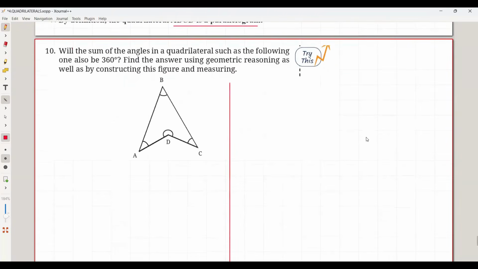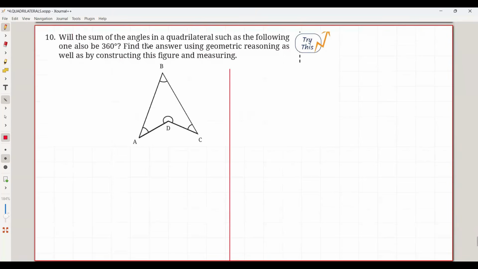Now, question number 10. Will the sum of the angles in a quadrilateral such as the following one also be 360 degrees? Actually, this is also a quadrilateral because it has four sides: 1, 2, 3, 4. We have to prove this quadrilateral also has 360 degrees as the angle sum, by adding all the interior angles.